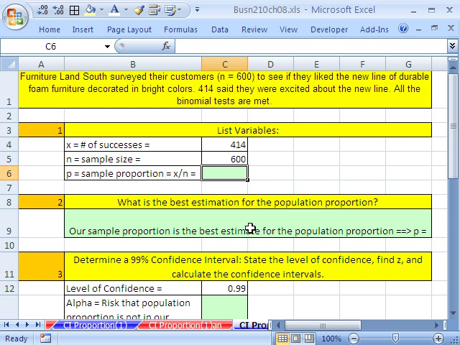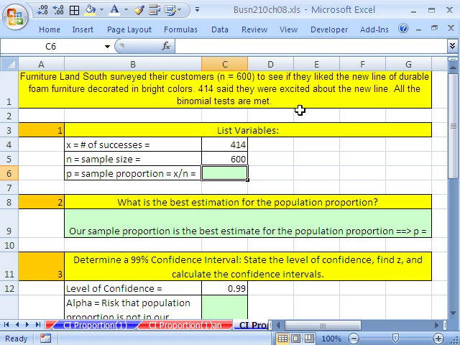Hey, we're talking confidence intervals for proportions. We have an advertising example here, a promotion example. Furnitureland South surveyed their customers, N equals 600, to see if they liked the new line of durable foam furniture decorated in bright colors. 414 said they were excited about the new line. All the binomial tests are met.